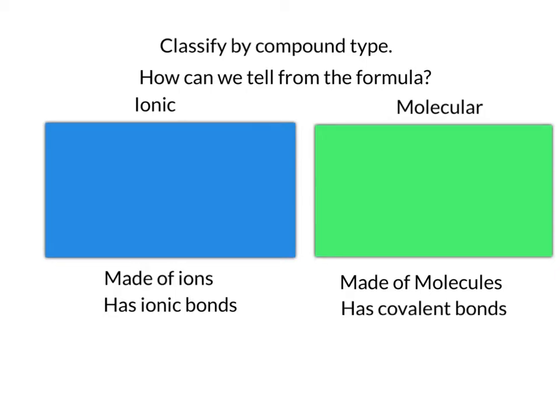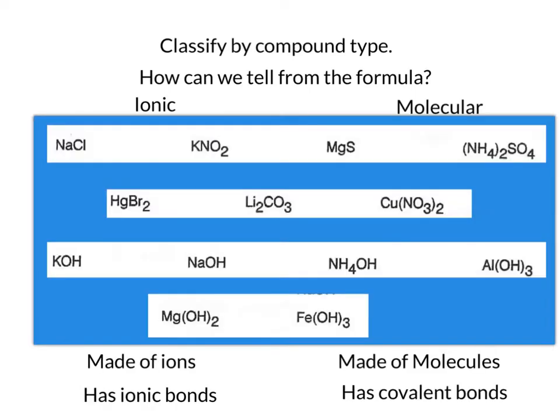The easiest thing for us to do will be to look at the first element listed. We're going to look at ionic compounds first, and I want you to tell me what type of element we have listed first. So these are my ionic compounds. Let's look at them closely and see what element they start with. Sodium, metal. Potassium, metal. Magnesium, metal. N, that one's a nonmetal, so that's a little unusual.